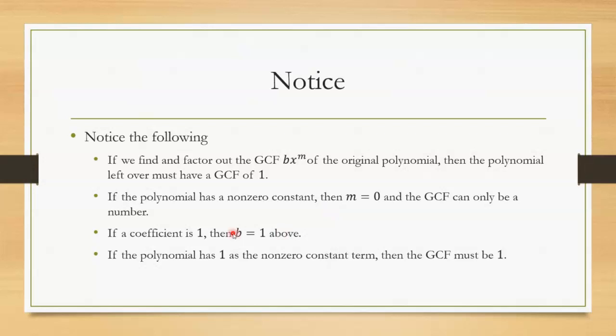And this is something else that we saw on the previous slide, that if you have a coefficient of 1, that's going to force B to be 1, because the only factor of 1 is 1 itself. So the only common factor you can have is 1. And there's just some other stuff. If the polynomial has 1 as the non-zero constant term, that forces the GCF to be 1.